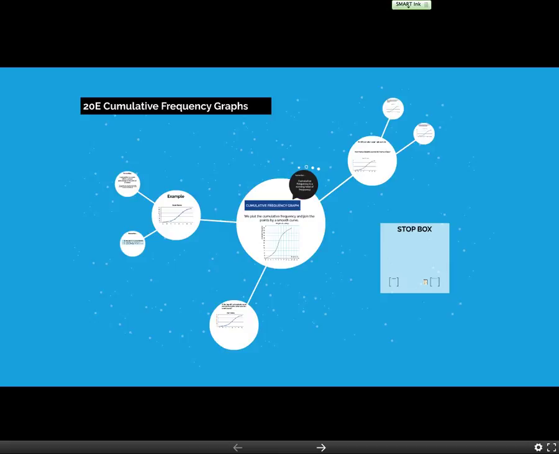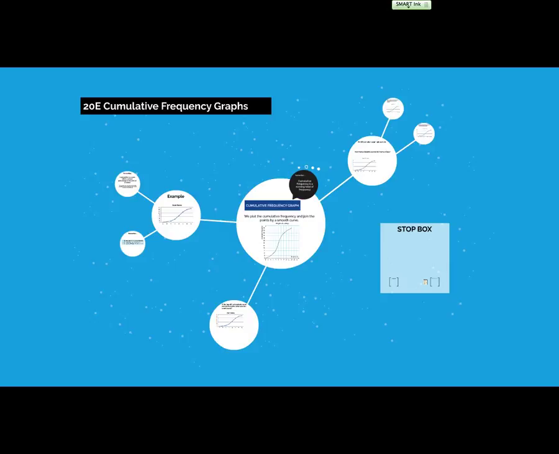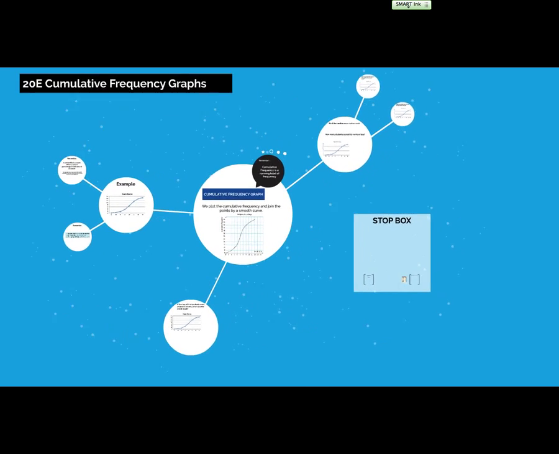Okay, so 20E is cumulative frequency graph. So there are some graphing. I do have some grid paper if you want to. There's only one on your assignment that you have to graph, but I think it might help if you do use some grid paper. So I've got some of that. We are going to have a stop box as well.